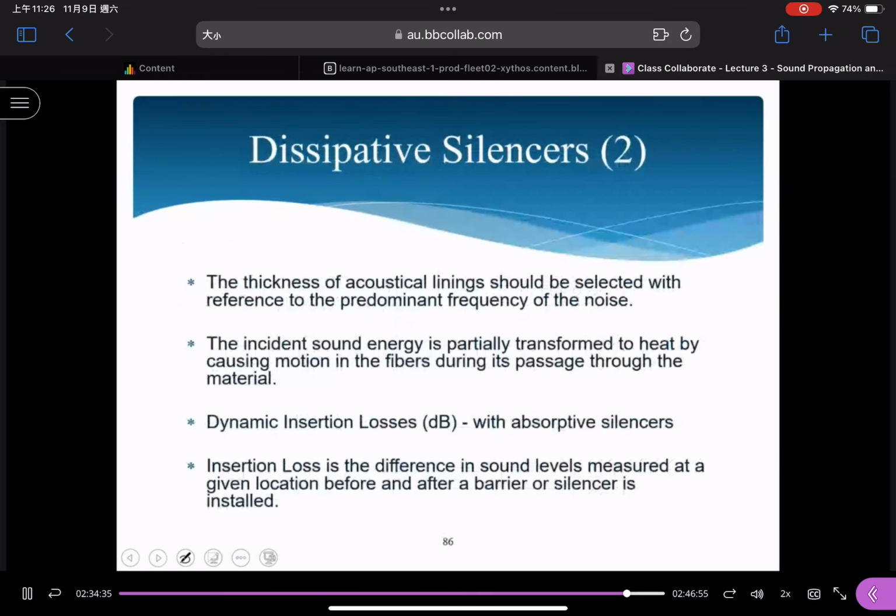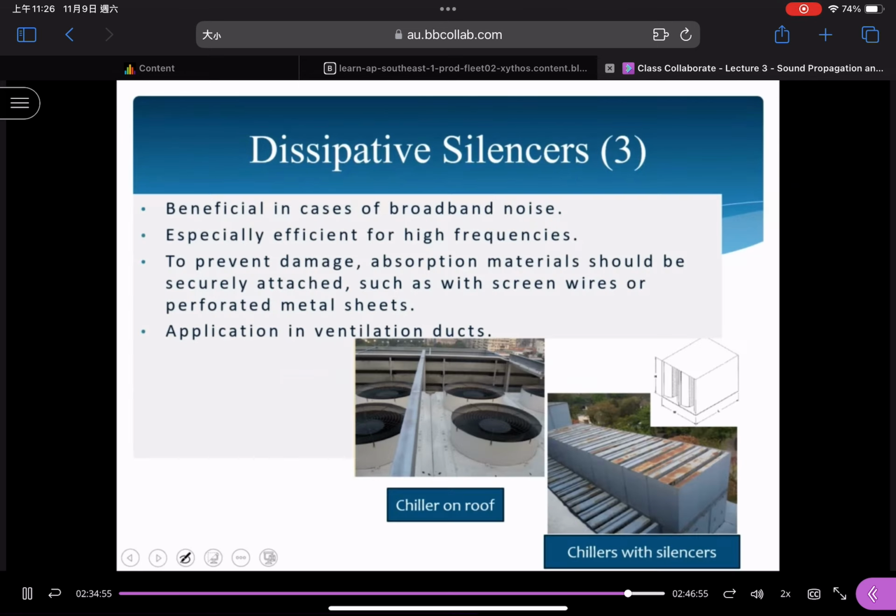No matter whether this is a dynamic insertion loss or a static insertion loss, we are measuring at the same positions, okay, not at different positions. If we measure at different positions, this is not insertion loss. And we usually use dissipative silencers in our air ventilation systems. For a chiller, this is a heat exchange device used to exchange heat. Because there is a strong airflow from interior areas to exterior areas for heat exchange, to reduce the environmental noise effects, we may make use of a dissipative silencer.